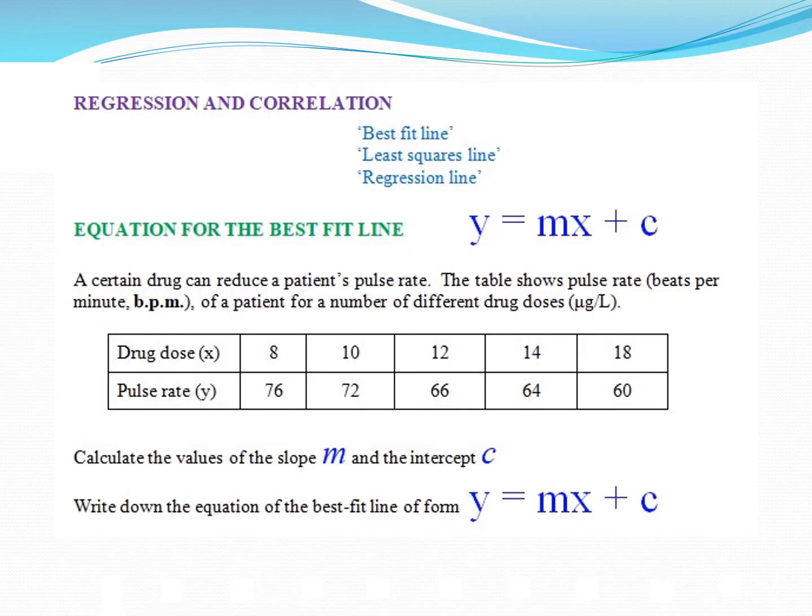So again, to set the scene, we want to find the equation of the best fit line. It's also called the least squares line. It's also called the regression line. The equation of the line is going to be y equals mx plus c. M is the slope of the line, c is the y-intercept. So here's the data for the particular patient. What we're going to do is calculate the slope m and the intercept c, and then we'll have the equation y equals mx plus c.